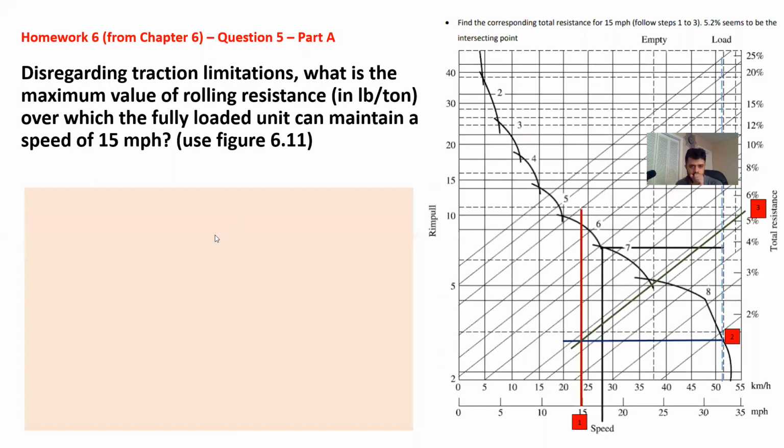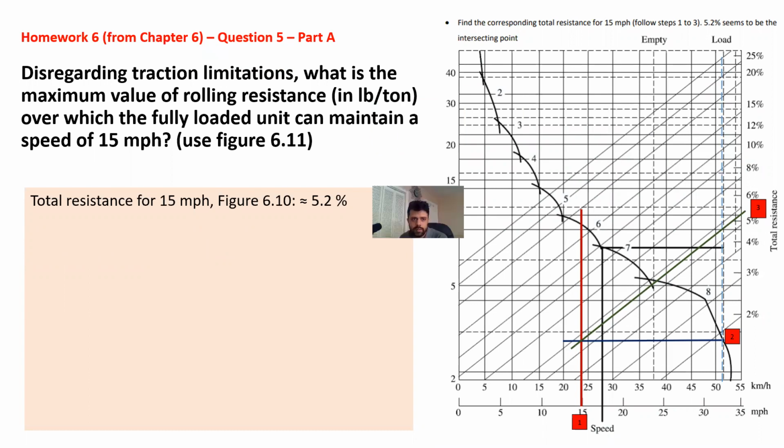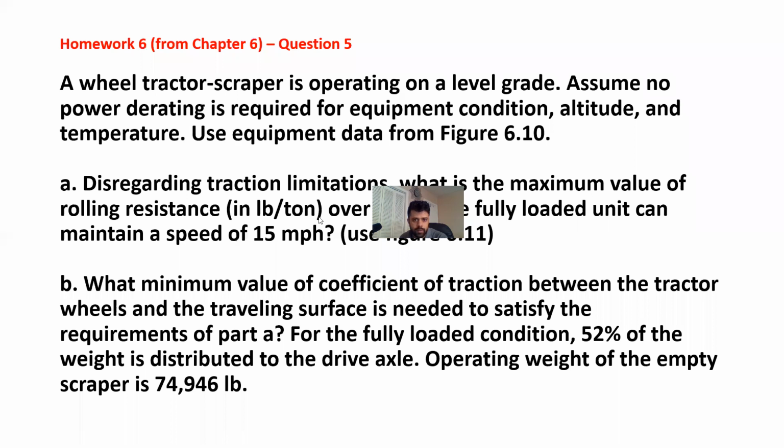So, total resistance for 15 miles per hour. Let's find it. The first thing you need to do, let me put this aside, is for 15 miles per hour. This is 15 miles per hour, okay? So you first draw this line, then, since it is moving at a speed of 15 and the maximum value of coefficient of traction, okay?